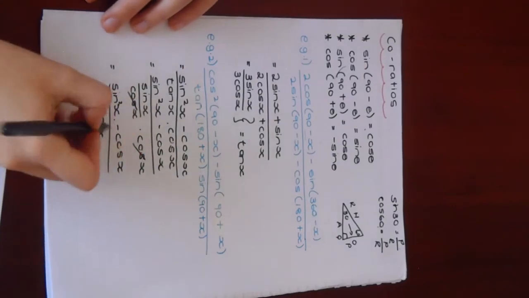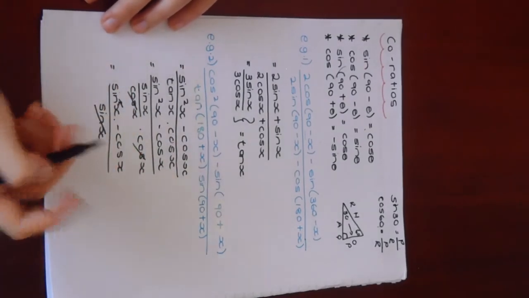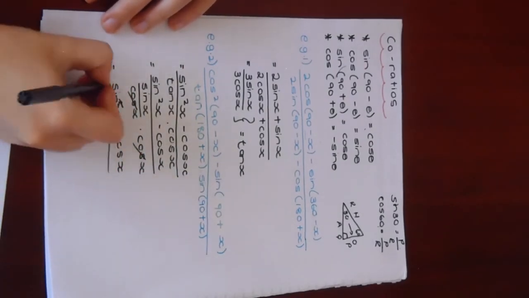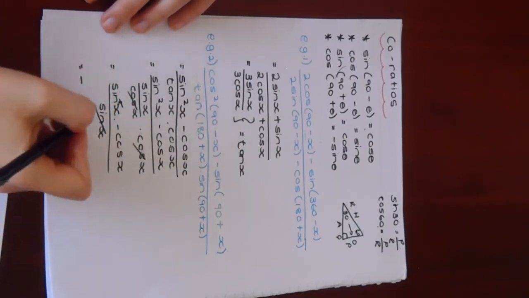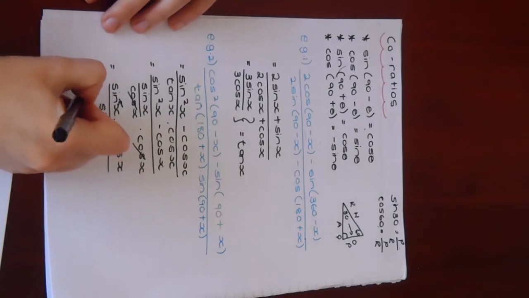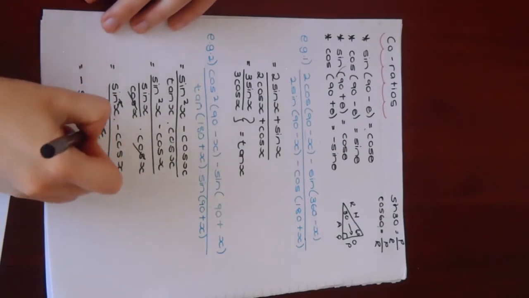Okay, and now you can see that this sine will cancel with one of those sines at the top. And by the way, this negative in the middle, it's a positive times a negative, so this is just a negative the whole thing, and it's sine x cos x.